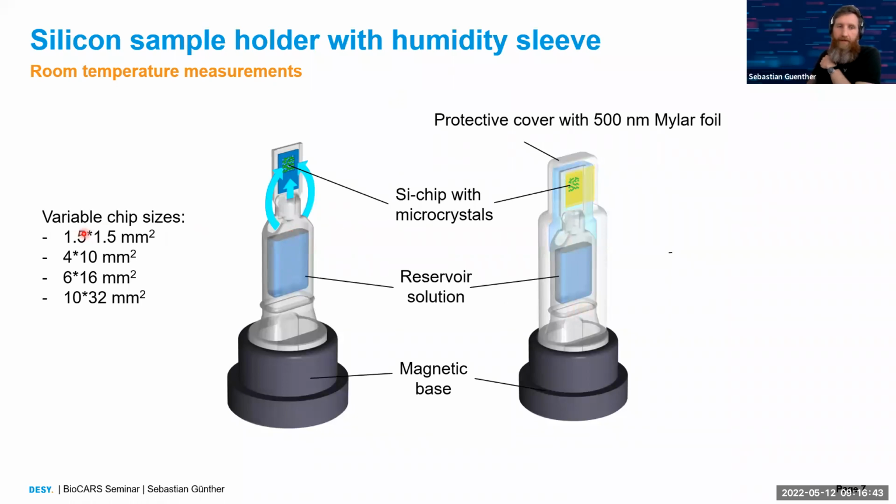Like I said, for synchrotrons, we typically use these very small chips, 1.5 times 1.5 square millimeters. But we also use larger ones, 4 by 10, or recently we switched to 6 times 16 square millimeters. This all depends a bit on what the goniometer at each beamline can handle. And for XFEL experiments, but also, for example, at BioCARS, we already use these large chips, which have an active area of 10 by 32 square millimeters. And you can fit hundreds of thousands of crystals on these.